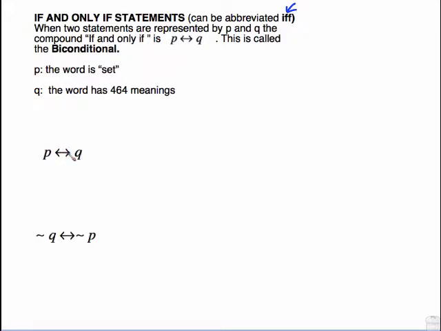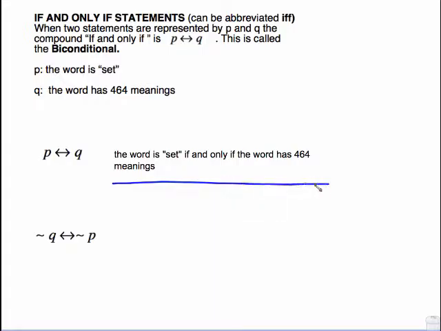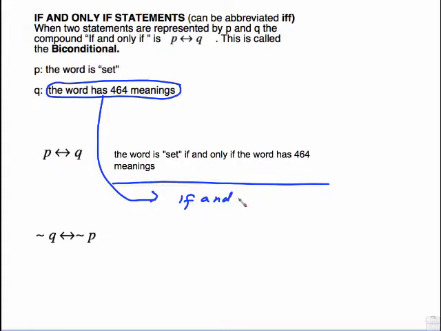P, if and only if, Q. And to translate that, that would be the word is set, if and only if the word has 464 meanings. Now, because it is an if and only if statement, I could have had this part first. It could have said the word has 464 meanings, if and only if the first part, the word is set. The reason I point that out is you might see it in a different order in your multiple choice homework.